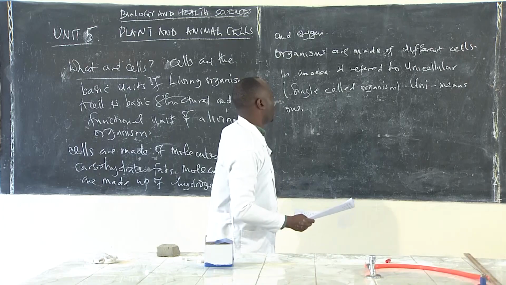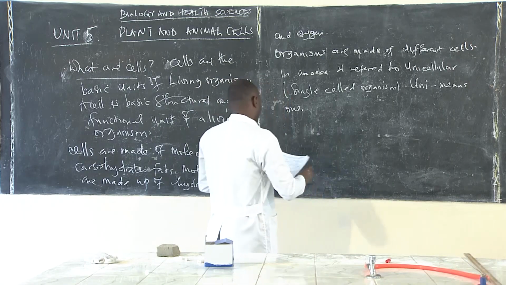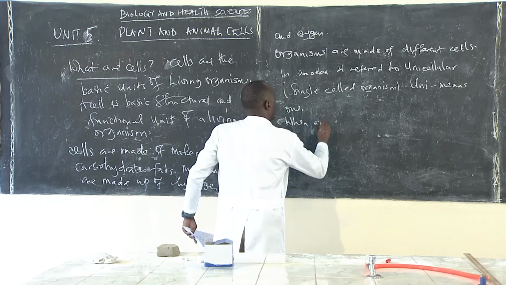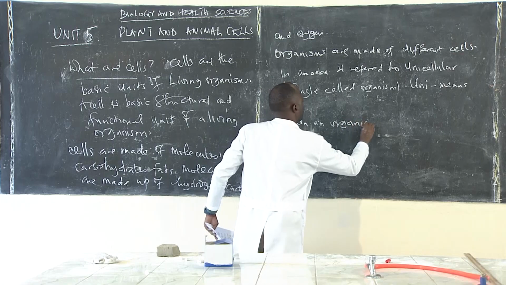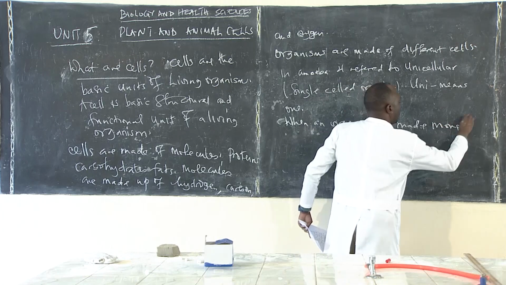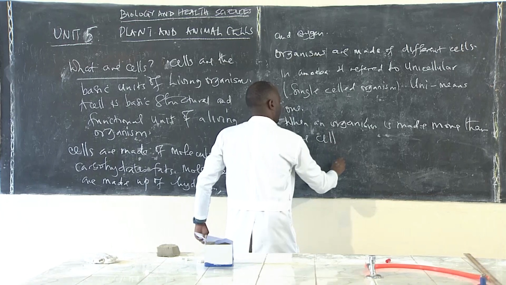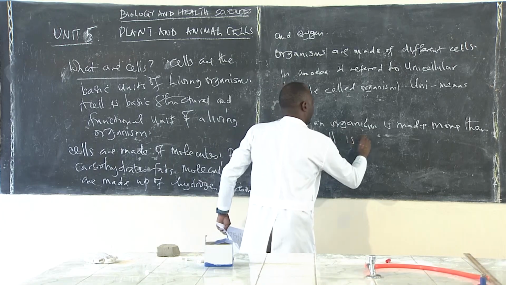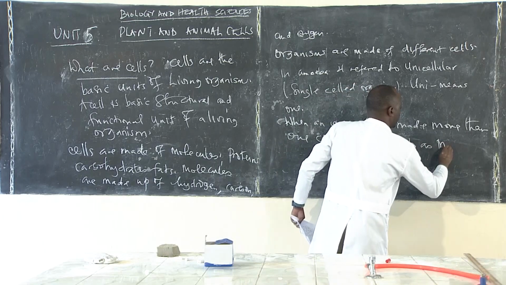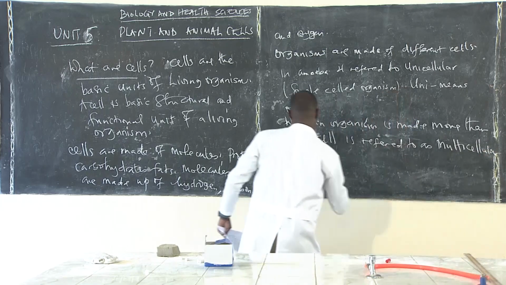Uni means one. But when an organism is made up of more than one cell, it is referred to as a multicellular organism.